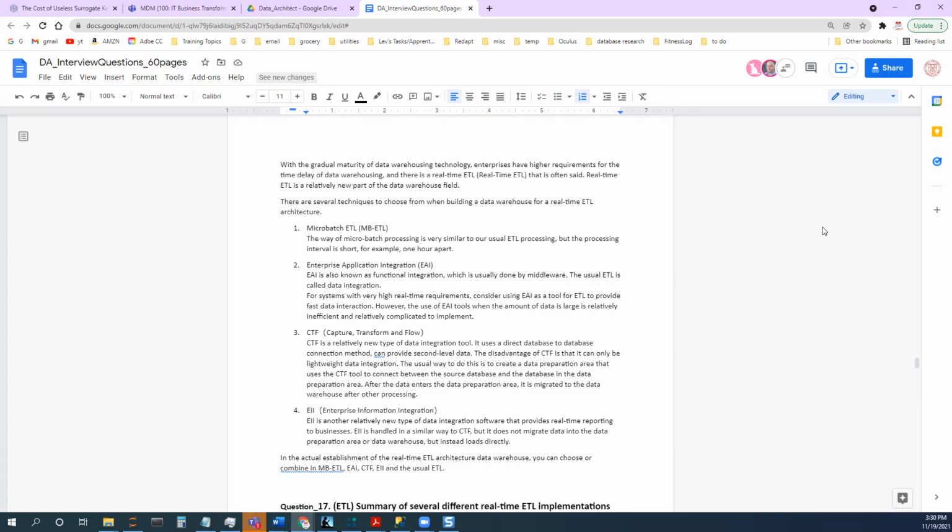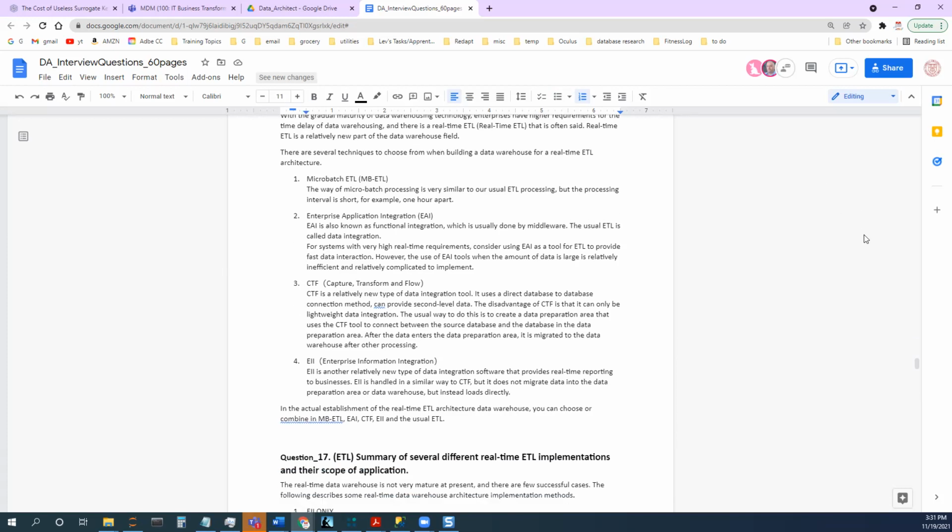Micro-batch ETL. The way of micro-batch processing is very similar to our usual ETL processing, but the processing interval is short, for example, 1 hour apart. Enterprise Application Integration, EAI, is also known as functional integration, which is usually done by middleware. The usual ETL is called data integration. For systems with very high real-time requirements, consider using EAI as a tool for ETL to provide fast data interaction. However, the use of EAI tools when the amount of data is large is relatively inefficient and relatively complicated to implement.